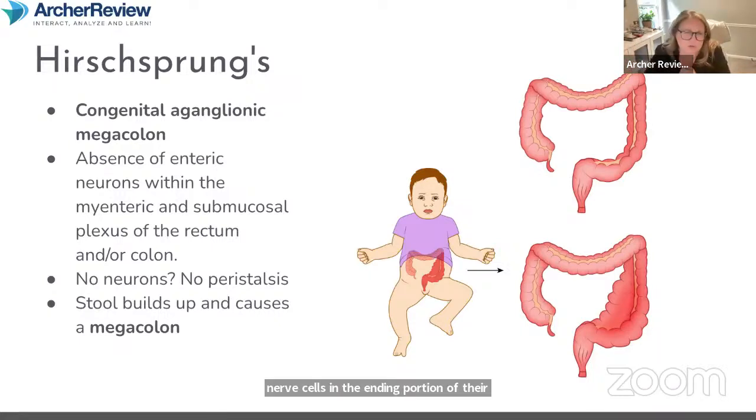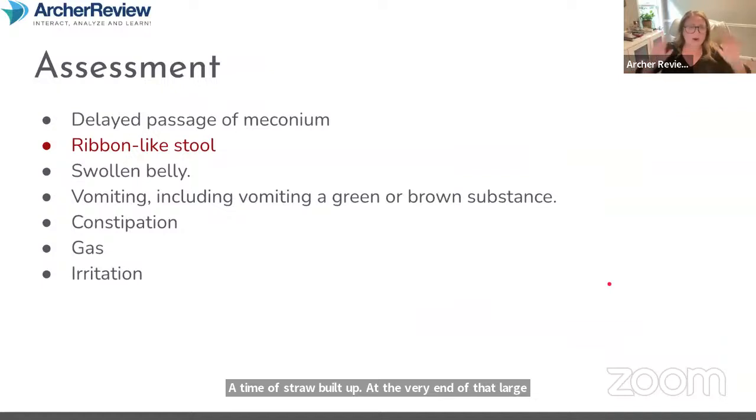What do nerve cells do for us in our colon? Well, they stimulate peristalsis, that movement that pushes food through the GI tract. And if I don't have nerve cells, I can't move food through the GI tract. So it's just going to sit there. And it's going to make the colon get bigger and bigger and bigger until we have a megacolon. A ton of stool built up at the very end of that large intestine. Oh, this sounds so uncomfortable.